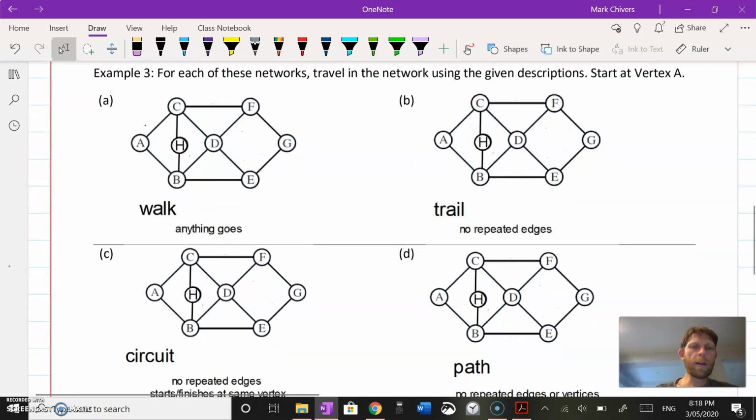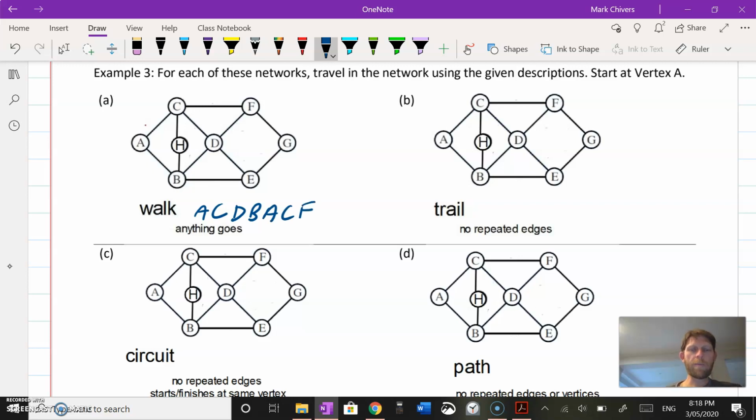So just going through that, just to give you some examples, we want to use each of these paths. So a walk, anything goes. With a walk, we've got to start at A, so we could go maybe A, C, D, B, and then A, C, F, something like that. So if I follow that now, I could go A to C. What did I say next? C to D. And then I would go back to B, and then I'm going to go back to A again, and then back to C again, and then I'm going to go along to F. That's perfectly acceptable in a walk.